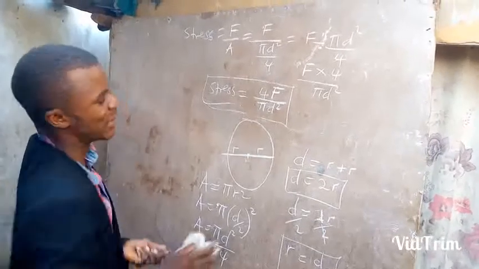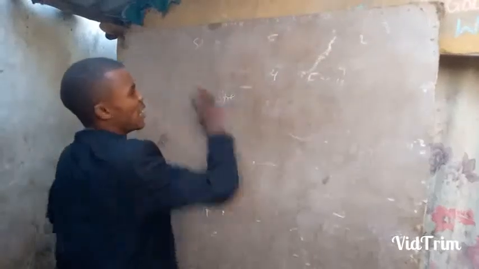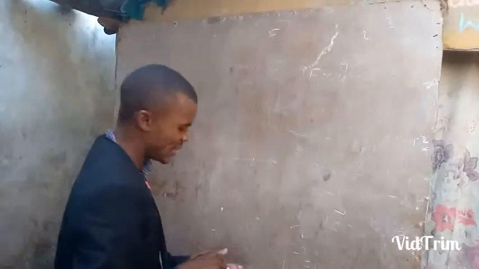Term number 1 is what we have completed. We go to another term. The other term is known as tensile strain of the material.